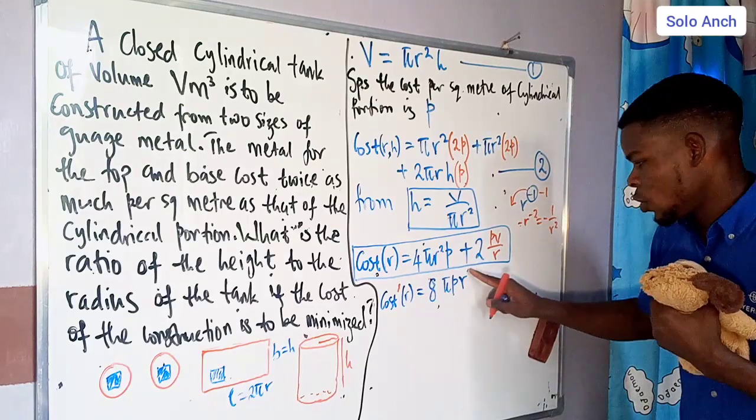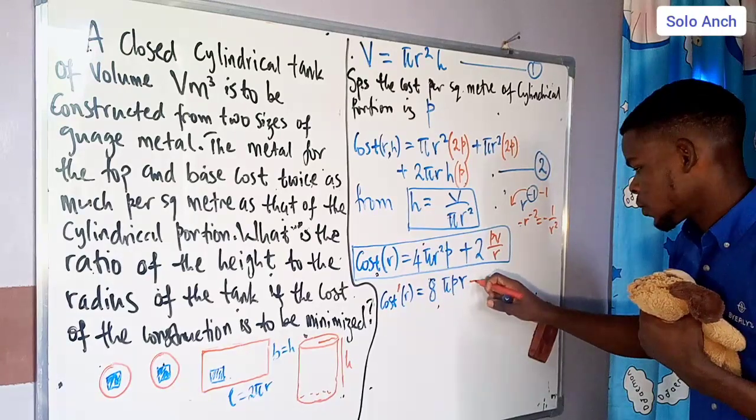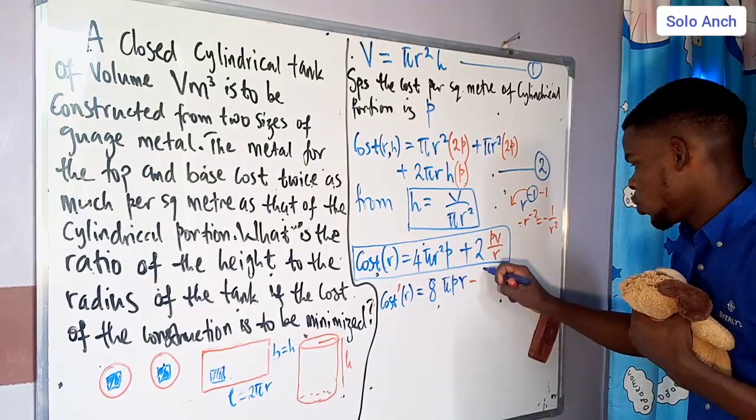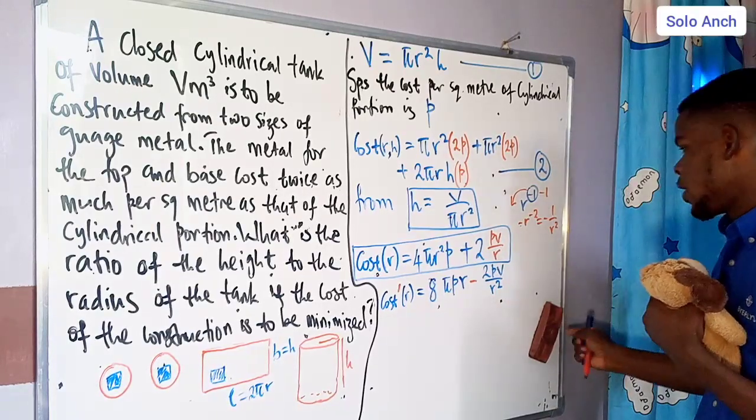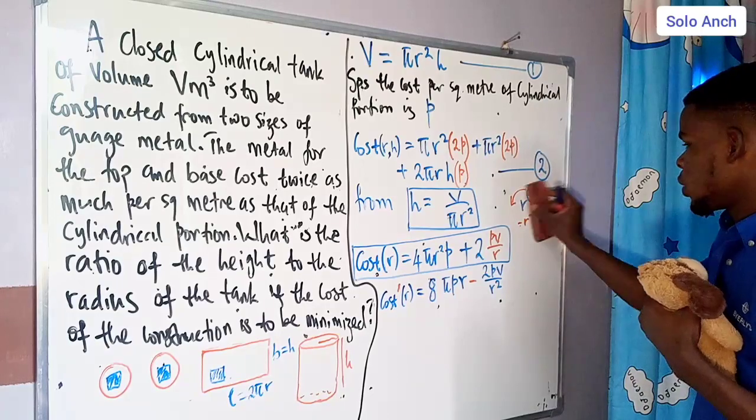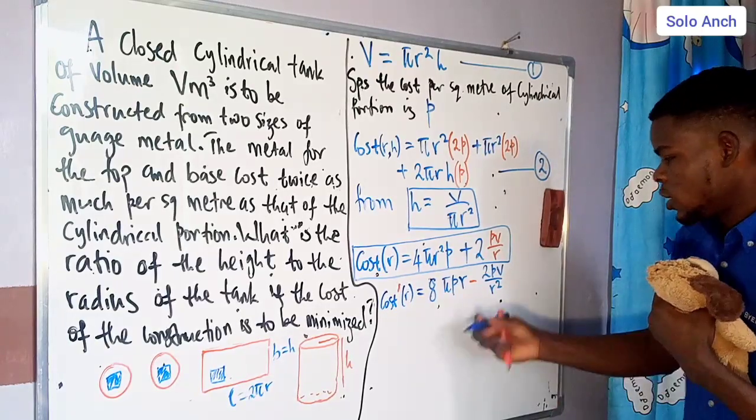All right. So here I'm going to put this away, minus 2pv divided by r squared. So we're going to multiply this with that. Of course, that's what we have. So this is the derivative.